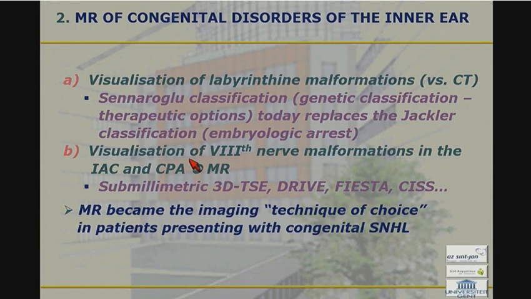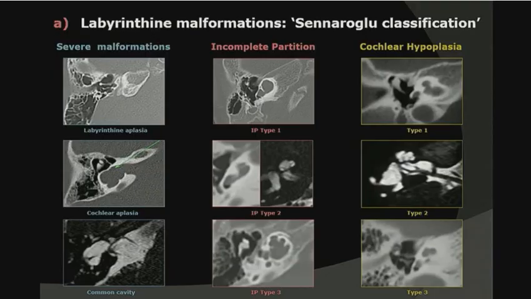Now, the second point that we are using the MR for is to look at the 8th nerve. And there's no alternative. CT has no role there. So there we have to use MR. So overall, if you want to look at your inner ear, it's better to start off immediately with MR because you can see the congenital malformations of the ear and you can look at the nerves.